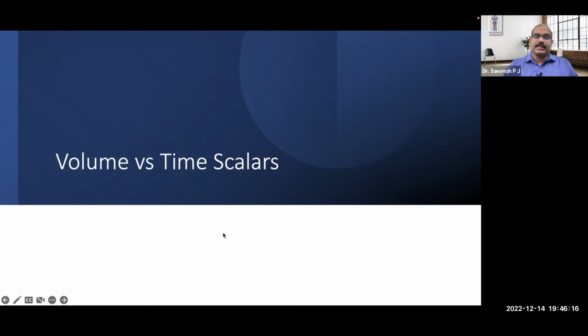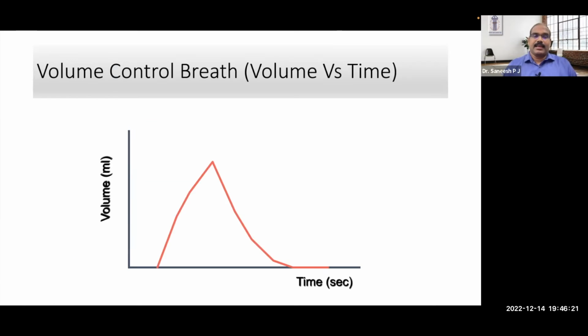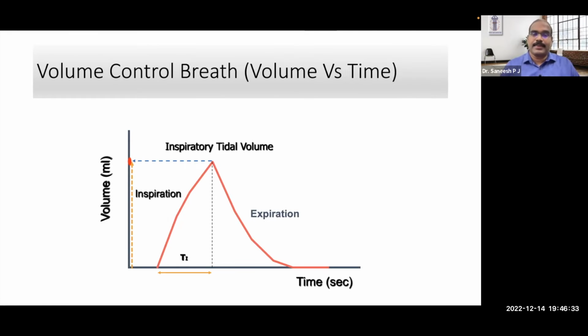Now we go to the third type of scalar, volume versus time. Is volume measured by the ventilator? No. The ventilator measures only the flow, and flow into time is displayed or interpreted as volume. Clear? So the ventilator doesn't measure volume. It measures flow, multiplies it by time, and gives you the volume.